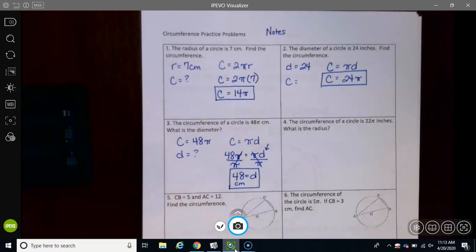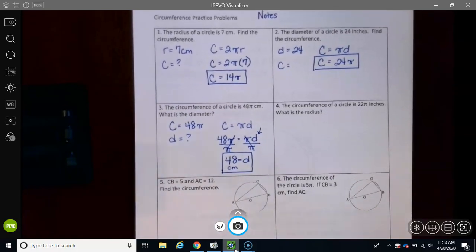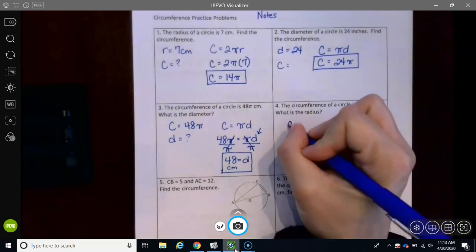I'm going to go ahead and do all of these. It's not taking very long to do these. I know I said I'd only do half, but it's going pretty quick. The circumference of a circle is 22 pi. They want to know the radius.